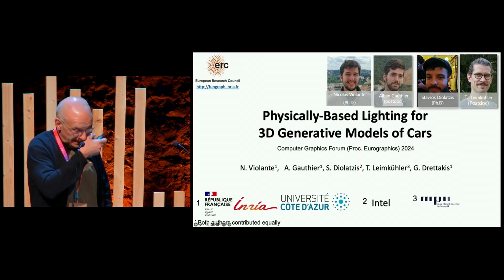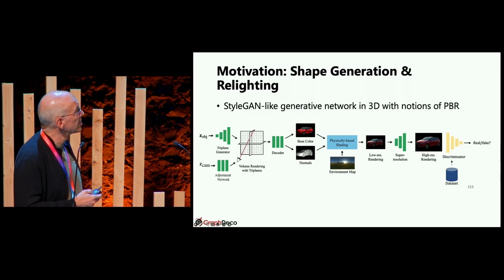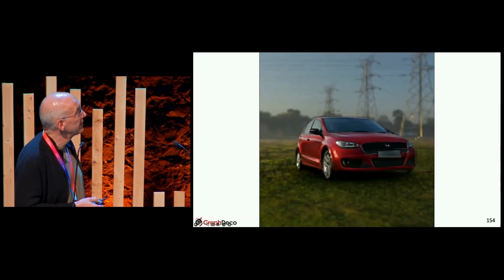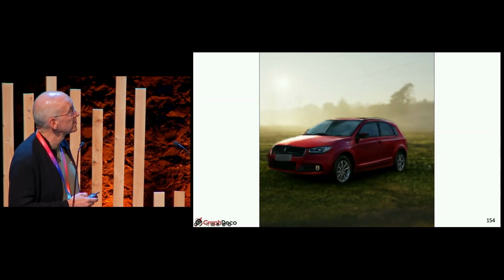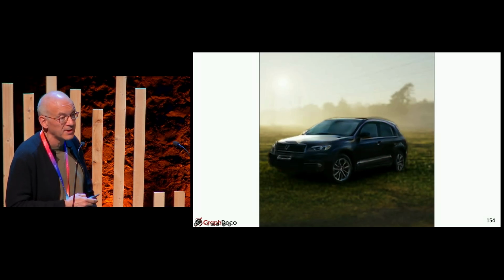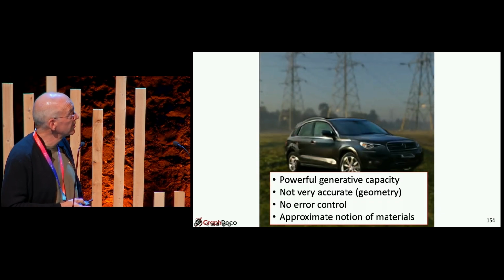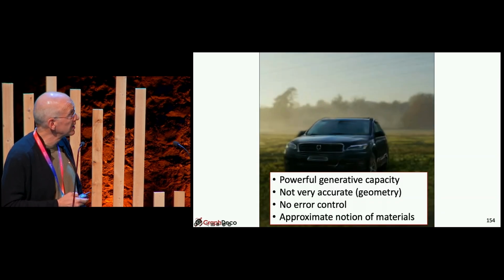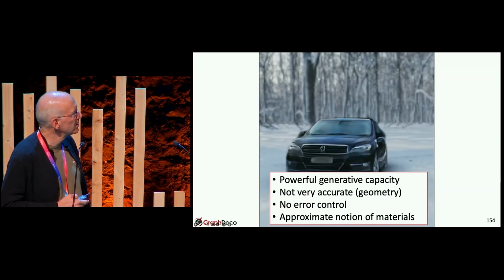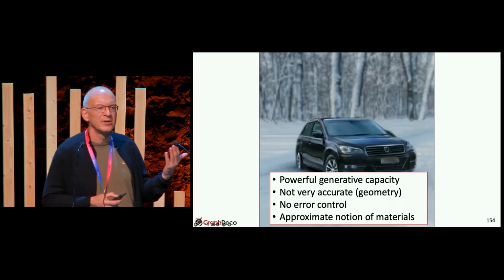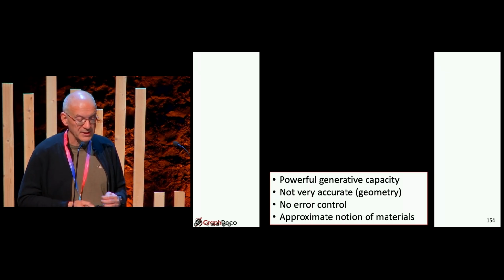A second example is in a similar vein. It's older technology, using GANs and triplanes and NeRFs, actually, but the idea is similar. We have a physically based rendering model for the reflections of cars, but it is a generative model. We can change the kind of car interactively using the generative adversarial network. This is all very well, but even though it has powerful generative capacity, the geometry isn't super accurate. You'll see that the mirrors aren't great and so on. There's no error control, and there's only an approximate notion of materials, which is not enough. We want to have a true computer graphics approach.